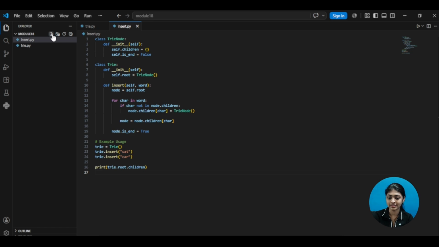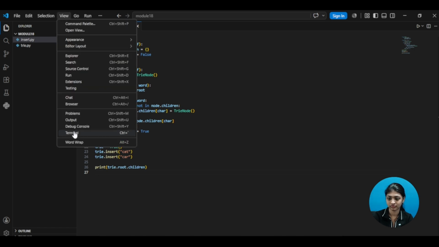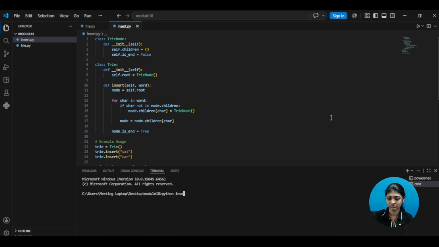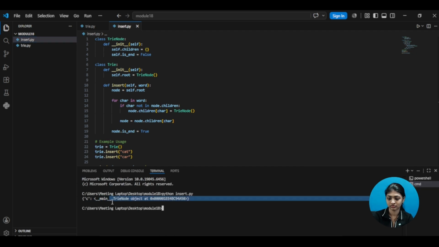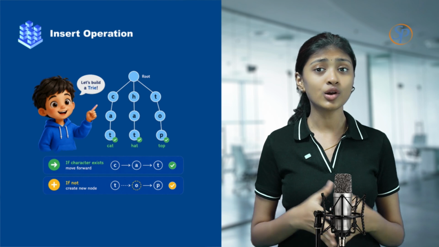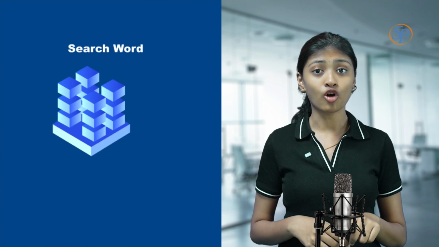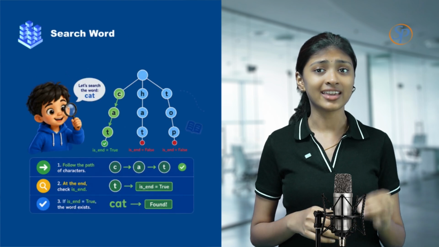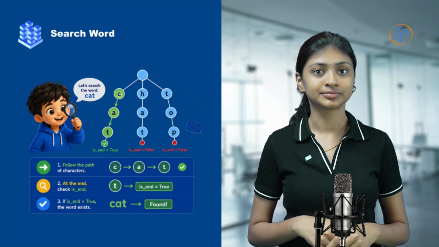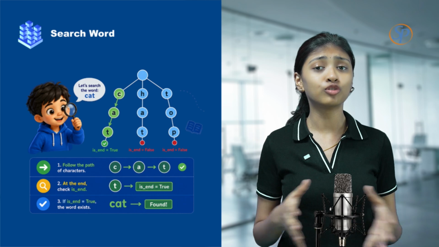Let's insert the words cat and car. Now we'll print it and see the output. There we go. We have our output. C is the main trie node and the other letters are the children. Now the question is, how do we check if a word exists? Search word. We follow the path of characters. At the end, we check isEnd. But what if we don't need a full word?